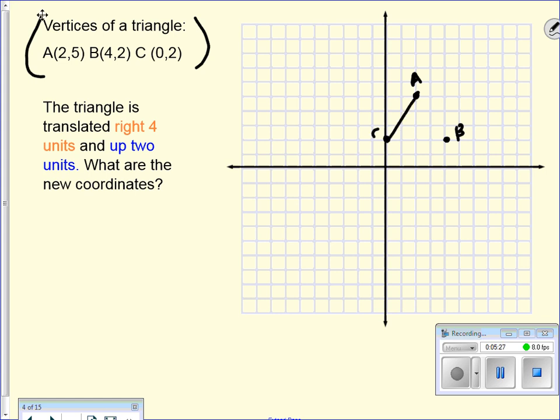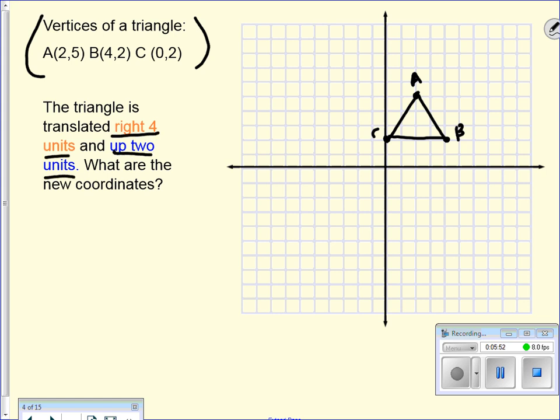So I'm going to connect those dots. Here's the picture that they give me, and they want me to translate this, or move this, on the coordinate plane. Now they're going to do a few things for you. They're going to probably tell you what these are, or they will give you a picture like this and you have to figure out what the coordinates of the figure are at the beginning. Then they're going to tell you what they want you to do with it. So they want you to translate it right 4 and up 2.